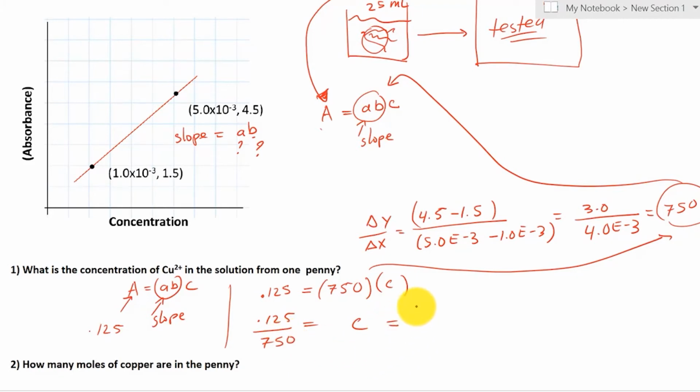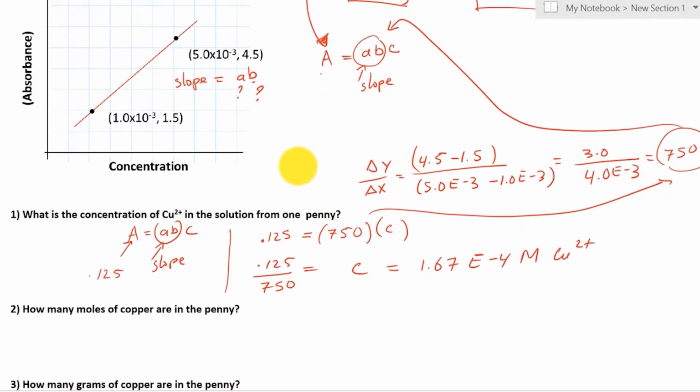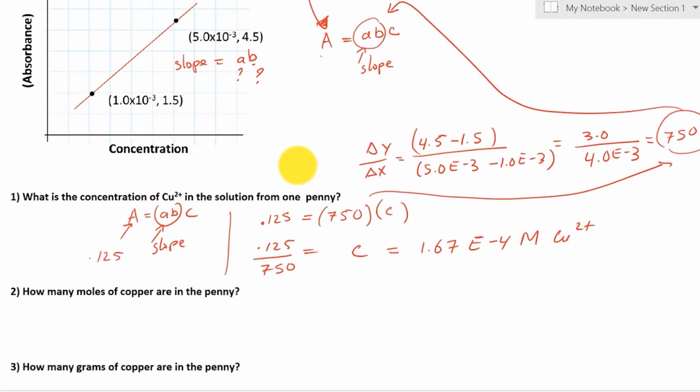And let's plug this into our calculator. We have 1.67 e to the negative 4 molarity of Cu2+. And that is our answer.